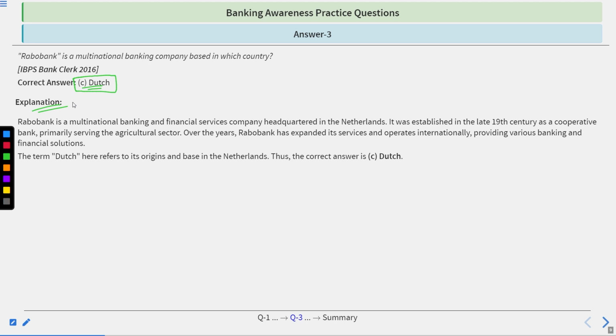Go by the explanation. Rabobank is a multinational banking and financial services company headquartered in the Netherlands. It was established in the late 19th century as a cooperative bank, primarily serving the agriculture sector. Over the years, Rabobank has expanded its services and operates internationally, providing various banking and financial solutions. The term Dutch here refers to its origin and being based in the Netherlands. Thus, the correct answer is C, Dutch.